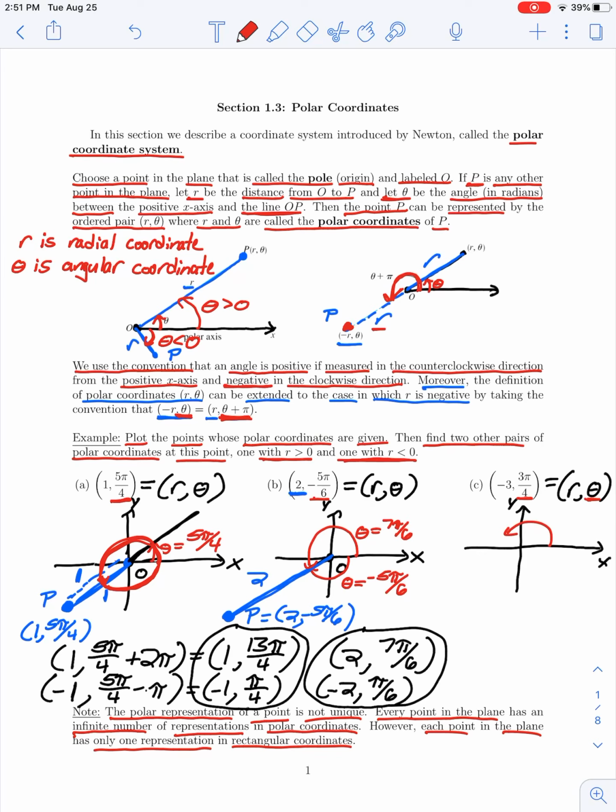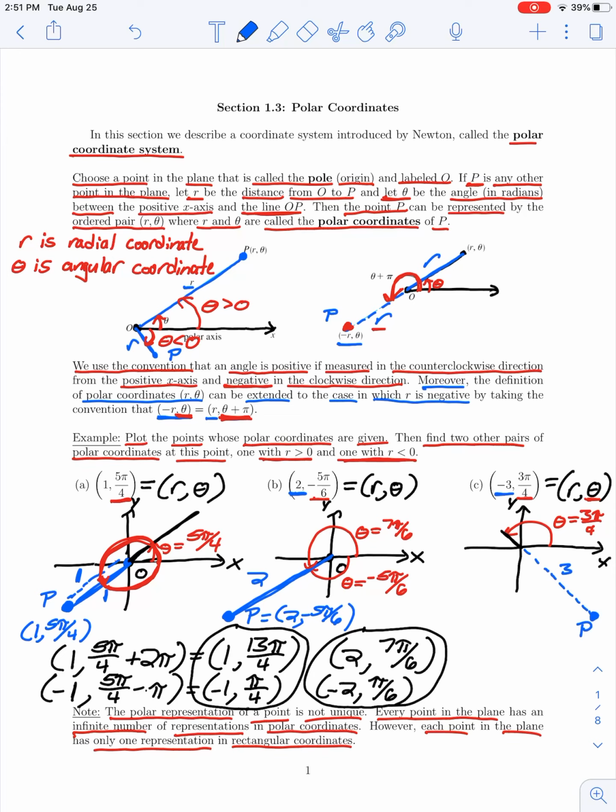So we would rotate in the counterclockwise direction since theta is positive by 3 pi over 4 radians, and we would have this line segment from the origin moving outward along that angle measure. But since r is negative 3, we're going to move backwards from that line segment a distance of 3 units.